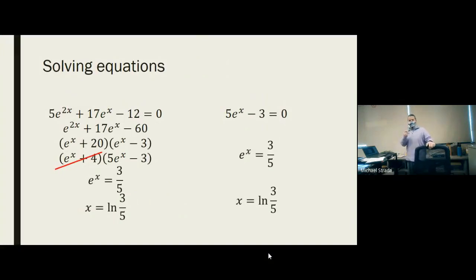There's some equation solving. The e to the x plus 4 would be an extraneous solution. So they both end up being the same answer. Or actually, it's the one problem. Oh, they are the two different problems. And that was bad planning by me.